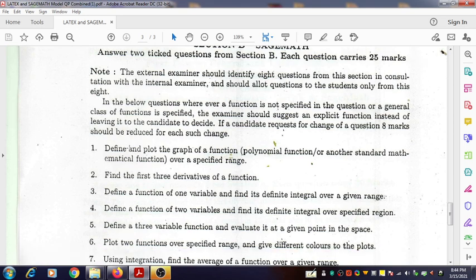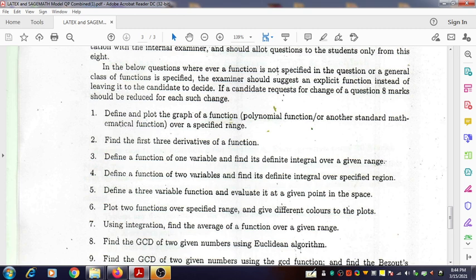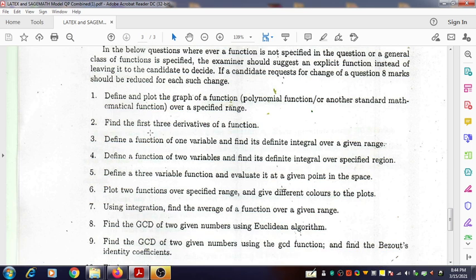So if you are asking for a change in one of the questions, then 8 marks will be reduced. It is the instruction. Then you can see here the questions given. There is no strict instruction that the same questions will be asked in all the question papers, but it gives only a rough idea of the questions that can be asked. But most of the questions will be something like this.